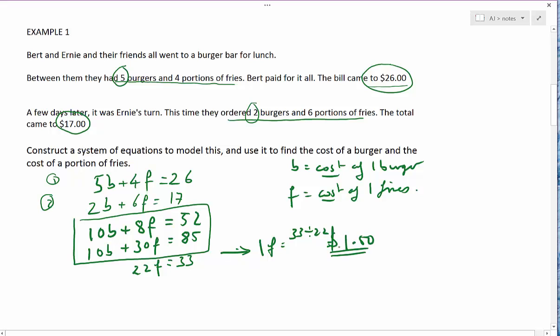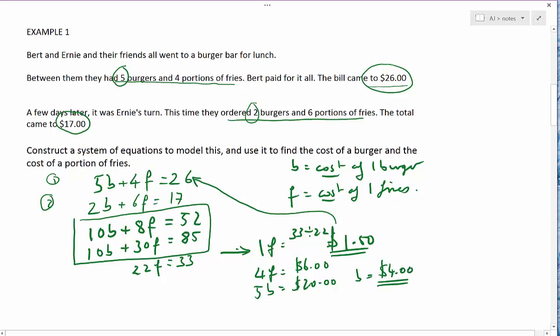So if 22 fries cost $33, then 1 fry costs 33 divided by 22, which is $1.50. So if the fries cost $1.50, we can use that information and say, well, if 1 fry is $1.50, then 4 fries would be 4 times $1.50, which is $6. So if 5 burgers and 4 fries is $26, the 5 burgers must have been $20, and so the burgers are $4 each.